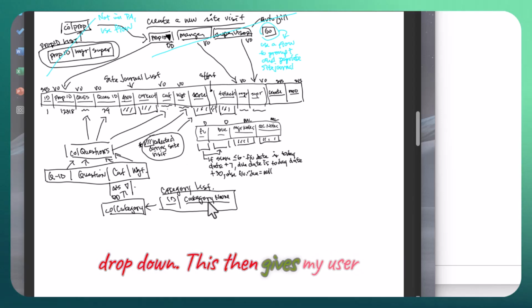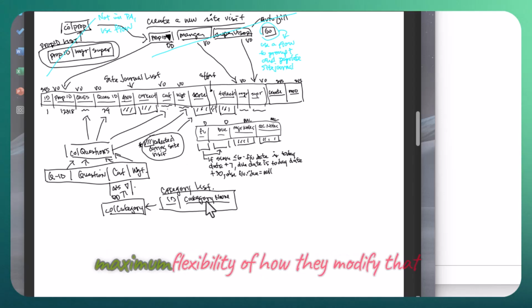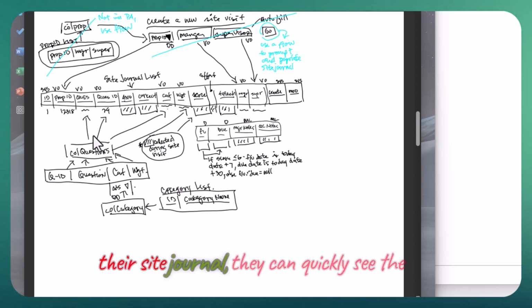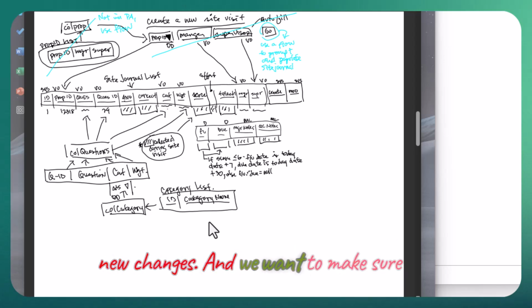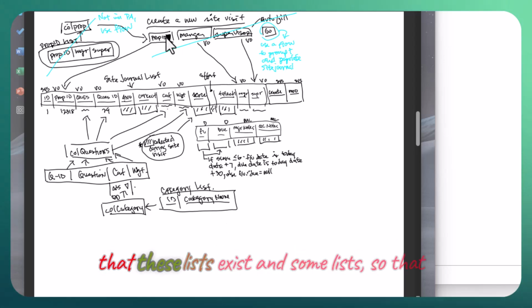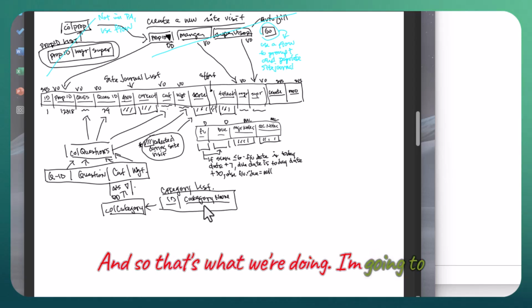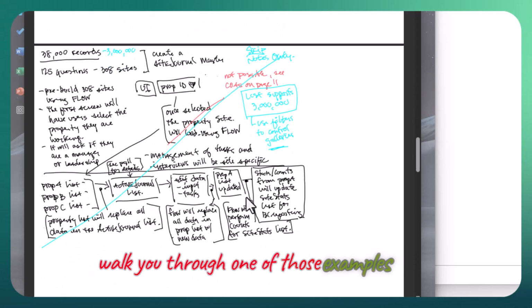This then gives my user maximum flexibility of how they modify that category list so that when they're using their site journal, they can quickly see the new changes. And we want to make sure that these lists exist and sublists so that it gives maximum flexibility to the end user. And so that's what we're doing. I'm going to walk you through one of those examples today.